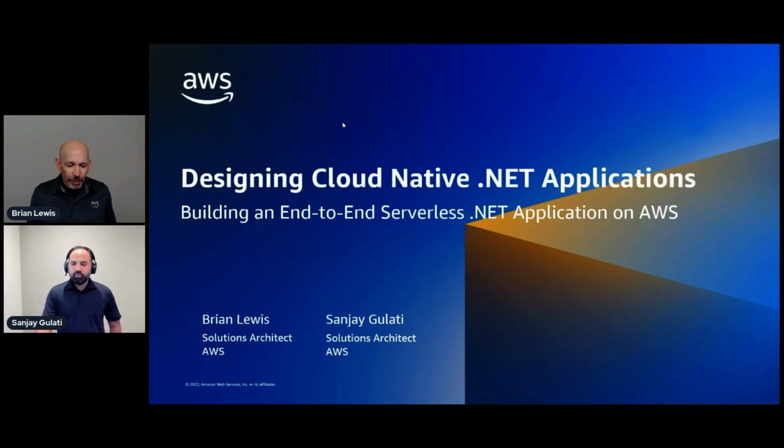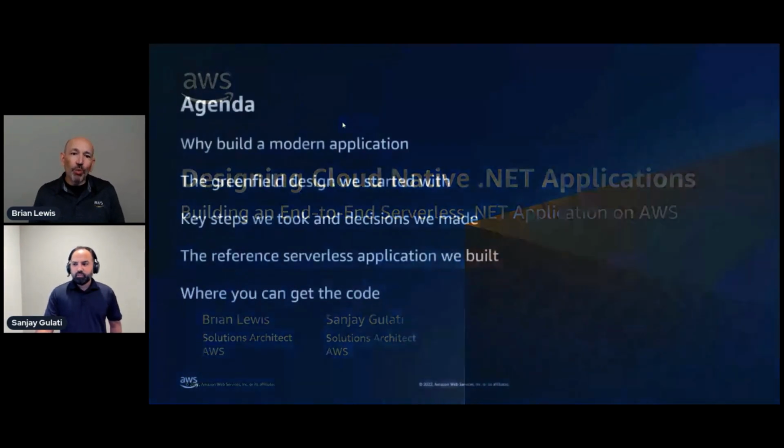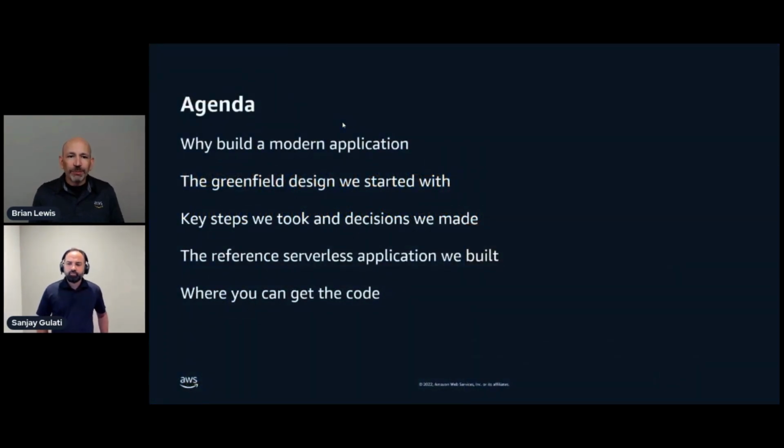From the agenda perspective, we're going to start with what is a modern app? What are the benefits? Why do we want to do it? We'll look at what kind of characteristics make that up. We'll move on to the greenfield design that we came up with, that we wanted to build to meet our needs. Then we're going to look at the steps and decisions that we made, which actually changed the app a little bit from our initial design.